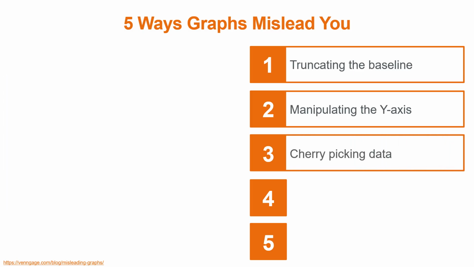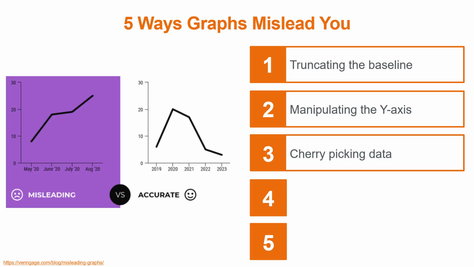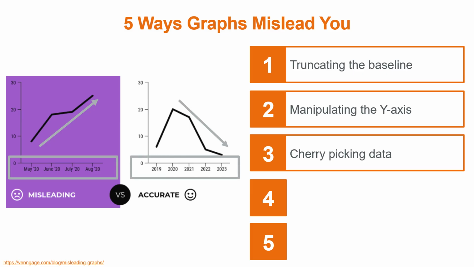Then we have cherry-picking data, which is when writers only include certain data points on their graphs to reinforce their narratives. This can create a false impression of the data. For example, this graph only uses a few months out of the year, which depicts an upward trend. However, when a much wider range of data is used, an overall downward trend is revealed.